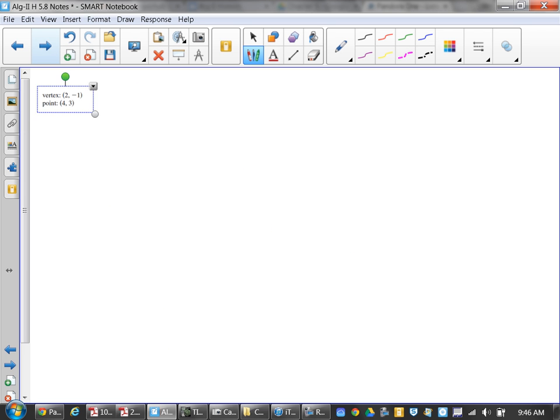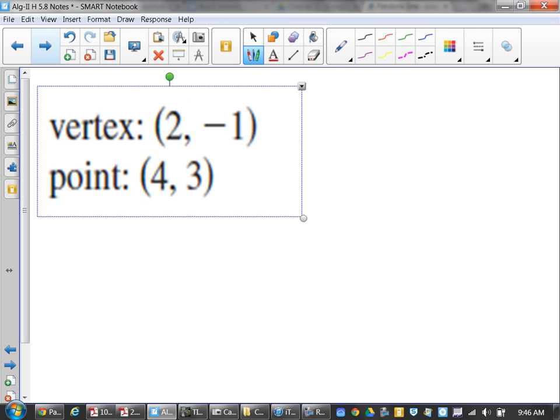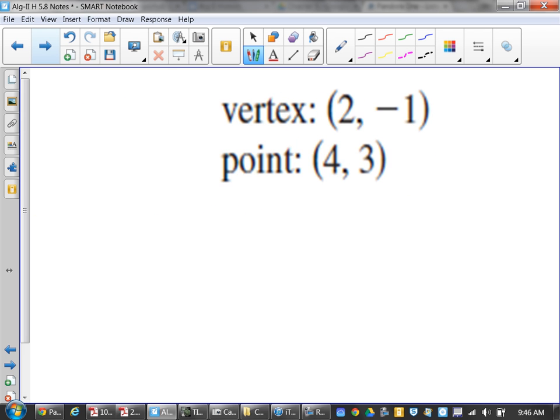Let's try another one. I'm going to do the same basic idea where I have y equals a times x minus h quantity squared plus k. I want to write it into vertex form, given the vertex and a point.